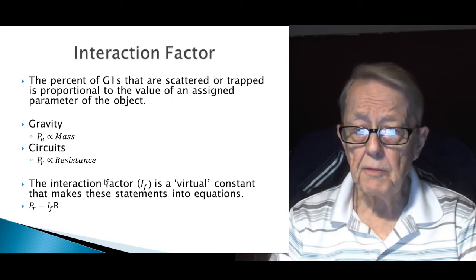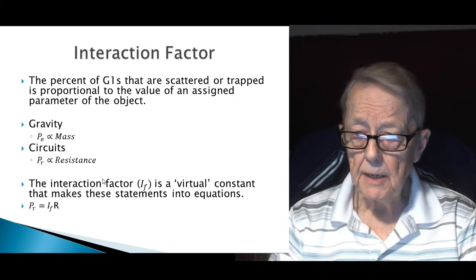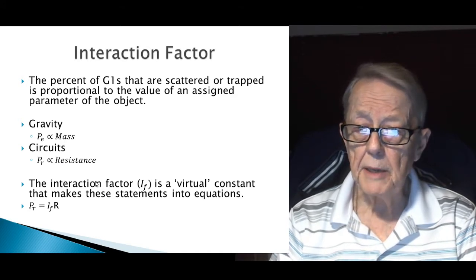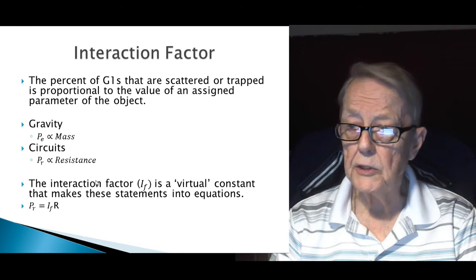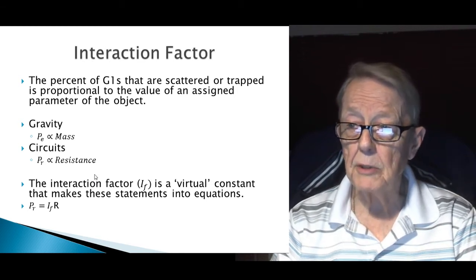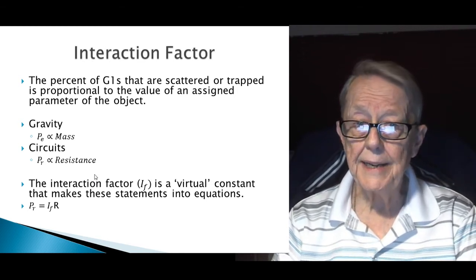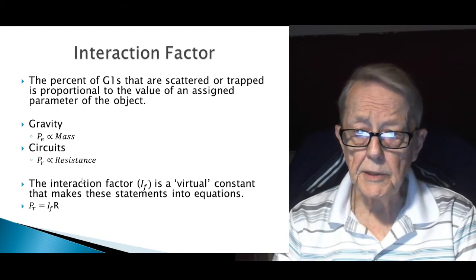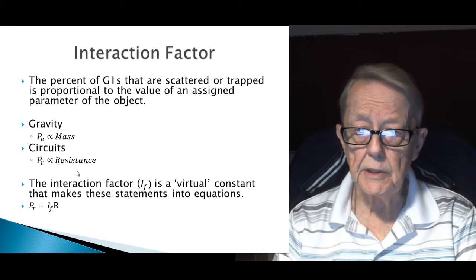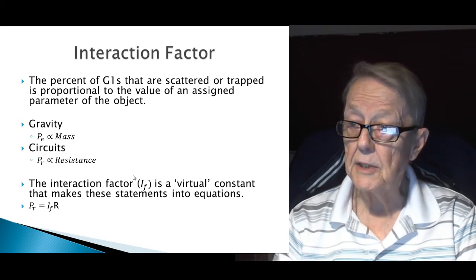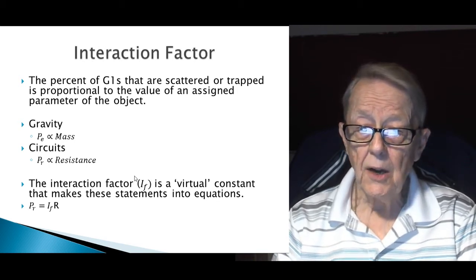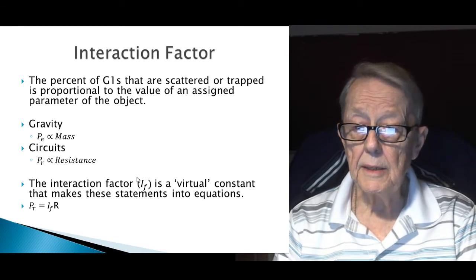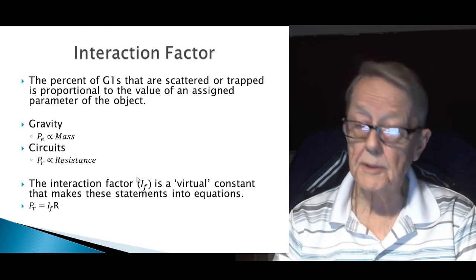And the interaction factor, I sub f, is a virtual constant that makes these statements into equations. We generally call it a constant of proportionality. These are proportional systems. To make this an equation, you have to add a constant of proportionality. Only problem is I'm not really big on constants.